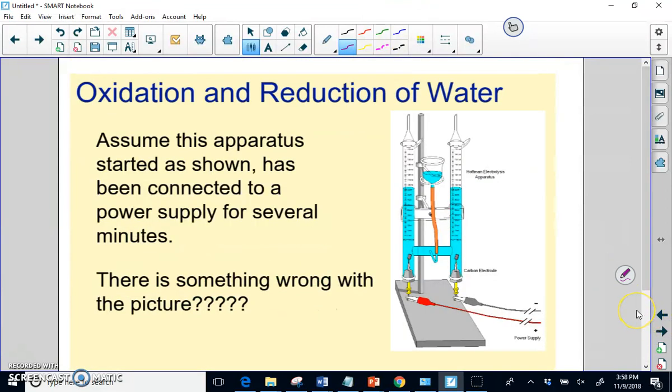Now, this is an apparatus that's set up for the electrolysis of water, called the Hoffman electrolysis apparatus. And there's something wrong with this picture. If you notice, these amounts are equal. And the question is, should they be equal? Here, this is water, right?